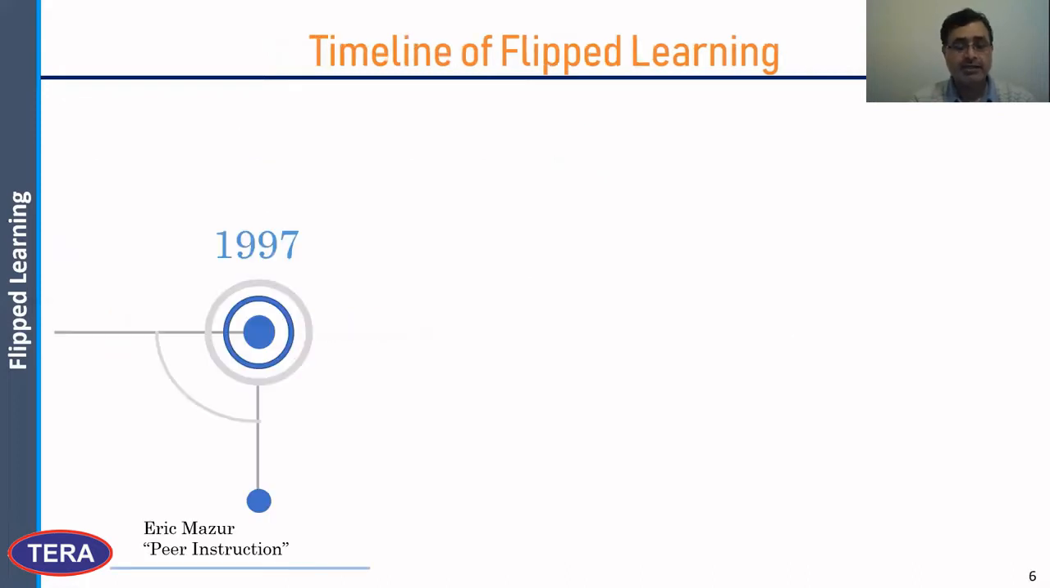So it started in 1997. Harvard professor Eric Mazur used the innovative pedagogy in around the 90s, which he called peer instruction, to teach his physics class. Peer learning is a student-centric approach. This approach incorporates many of the operating principles of flipped learning.